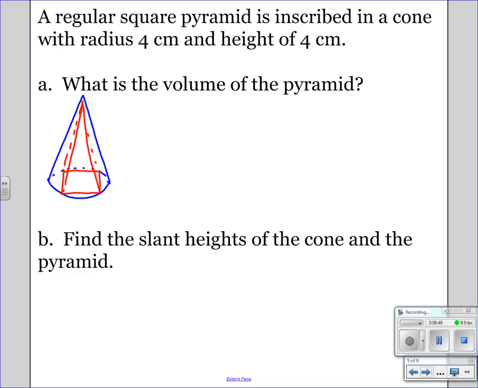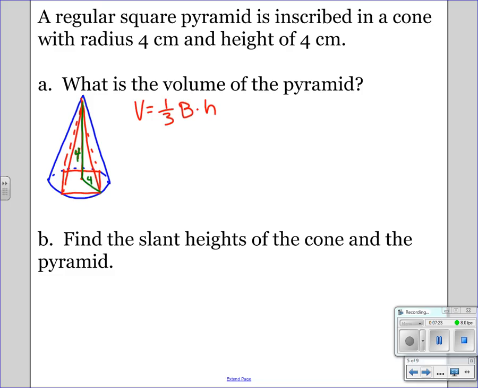Okay, so we need to figure out what is the volume of the pyramid. The volume of a pyramid is 1/3 area of the base times the height. Well, let's look and see what they give us. They give us the radius and the height. So the height is 4. They also give us the radius, which is 4.